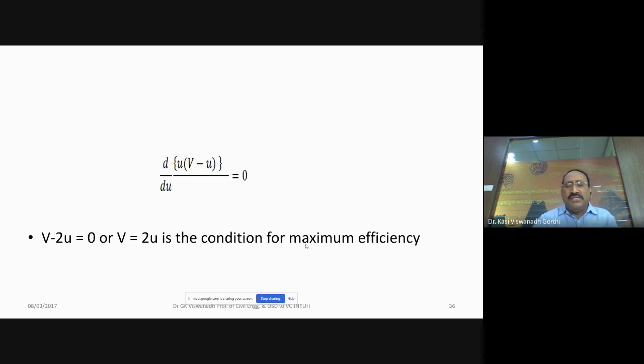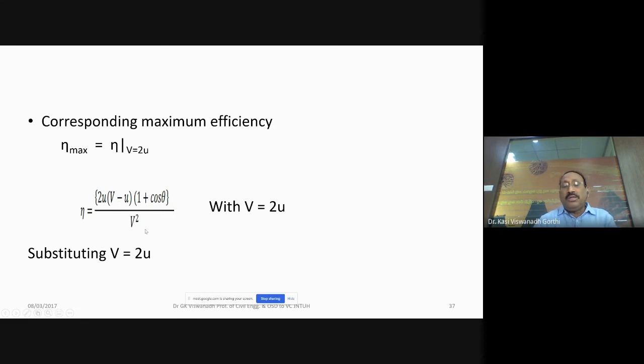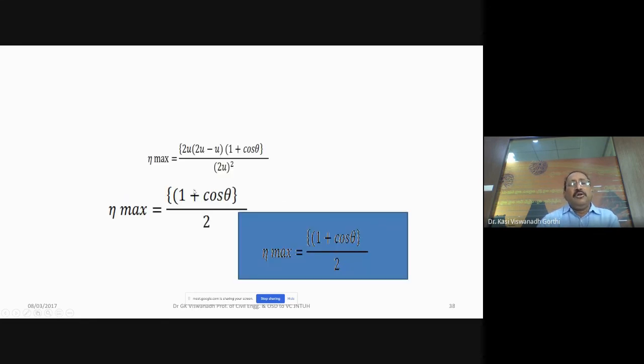In that case, also V is equal to U. But now, if you substitute in the efficiency equation, you may note here the condition for the maximum efficiency would be eta at V is equal to 2U. If you substitute that, 2U minus U becomes U into 2U. So you have 2U square by 4U square into 1 plus cos theta. So substituting here, you will be getting the maximum efficiency to be equal to 1 plus cos theta by 2.